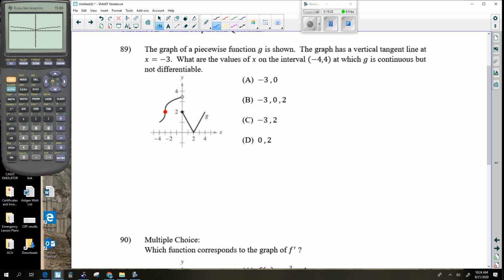Okay, so looking for non-differentiability would be this vertical tangent right there. It is continuous, but not differentiable. So -3 is where it's continuous, but not differentiable. At 0, it's not continuous. So 0 is not continuous, and we're looking for continuous but not differentiable. Another important point, 2. 2 is continuous, but it's not differentiable. So the answers are -3 and 2.